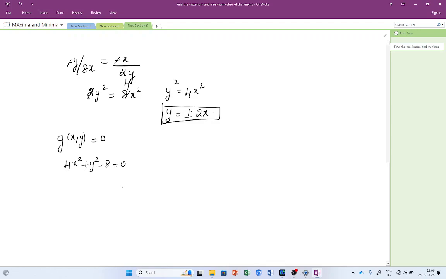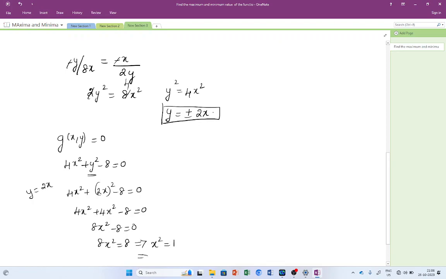Okay. So now I know that y is taking two values, plus or minus 2x. If I substitute y = 2x, I'll have 4x² + (2x)² − 8 = 0. So I'll have 4x² + 4x² − 8 = 0, or 8x² − 8 = 0, or 8x² = 8, which implies x² = 1. So x = ±1.